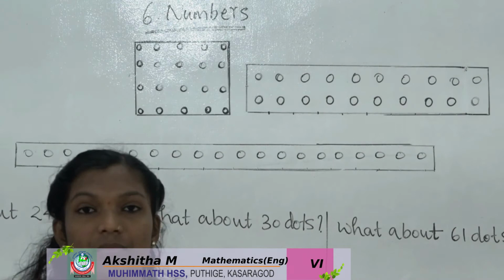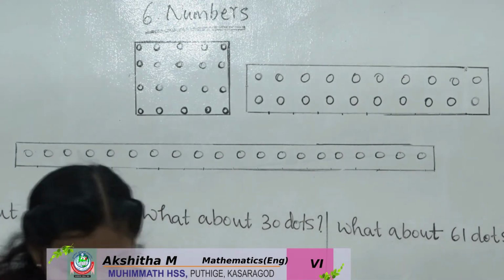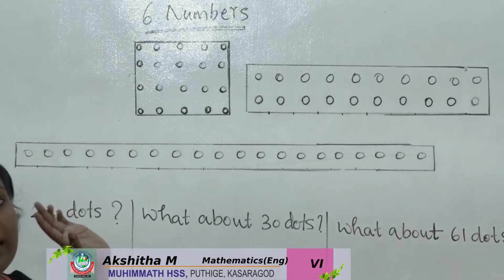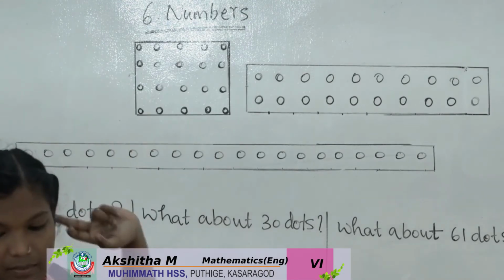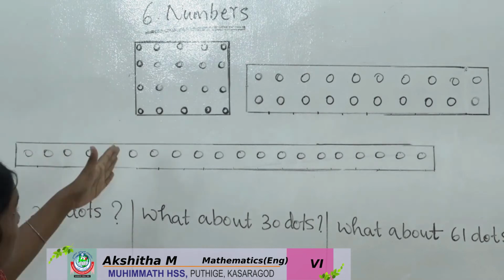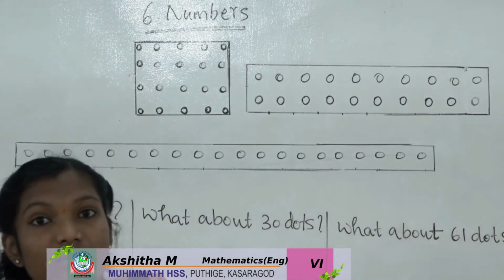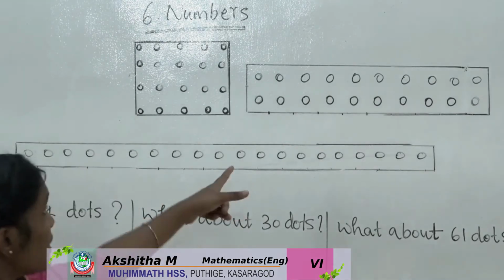Hello students, our sixth lesson is numbers. You can see here a rectangle made with 20 dots. 5 dots wide and 4 dots high. Can we make other rectangles with 20 dots? Look at the next picture.